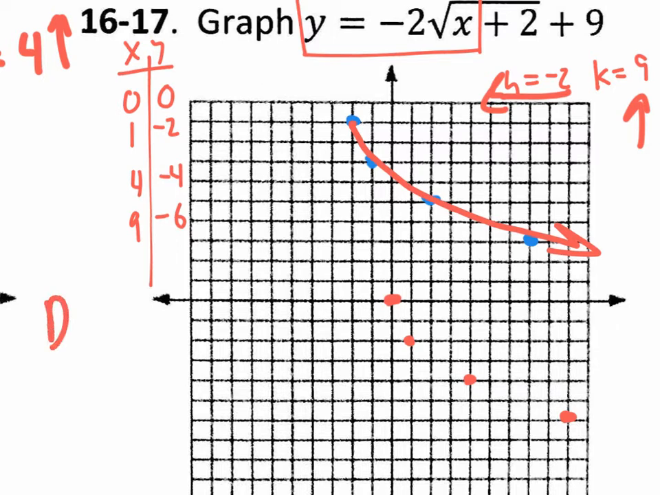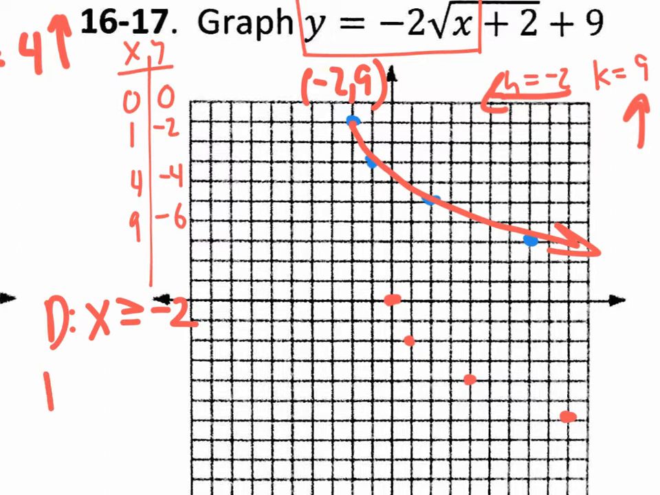How about our domain? X is what? Greater than or equal to? What's your x value of h and k? Negative 2. So x is greater than or equal to negative 2. Right? Your hk value is negative 2, positive 9. So if you're at negative 2 on x, here's negative 2 on x. Is your graph to the left, or to the right? It's to the right, so x is greater than or equal to negative 2.